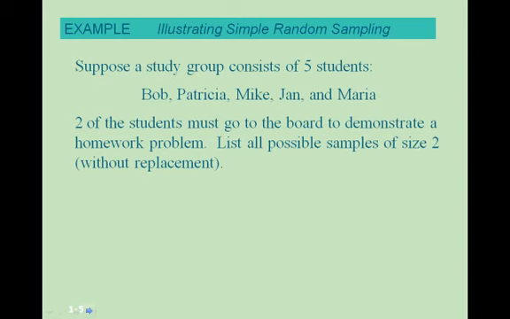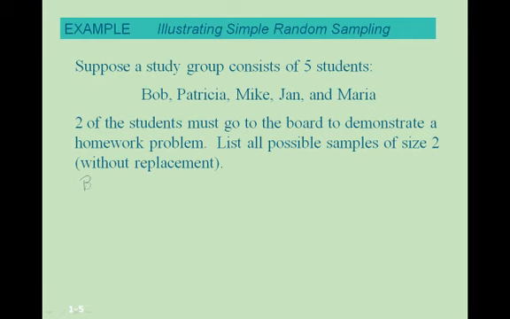So let's look at this example. Suppose a study group consists of 5 students: Bob, Patricia, Mike, Jan, and Maria. 2 of the students must go to the board to demonstrate a homework problem. So first we want to list all possible samples we can have of size 2 without replacement. What that means is if I list Bob and Patricia, I won't then also list Patricia and then Bob because it's the same 2 people.